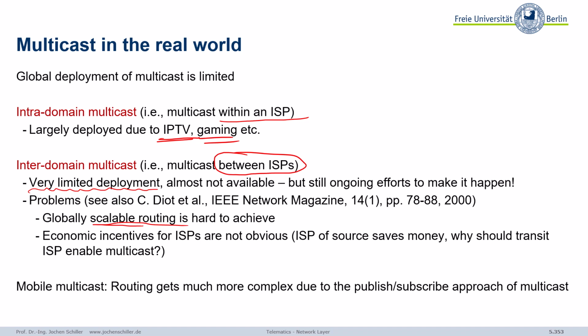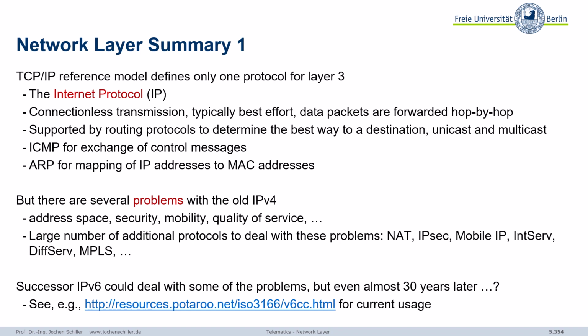Okay, so now, summary. If we look at our reference model, TCP/IP, we have only one protocol for layer 3, that's IP. It's connectionless, typically best effort. Yes, we have some differentiated services, a bit. We have hop-by-hop forwarding, this packet-based forwarding. We have routing protocols. We know now different routing protocols. We know a bit about multicast, mainly unicast. We know how to control errors, IGMP. We have in IP version 4 ARP, mapping IP address to MAC address, and some other helpers.